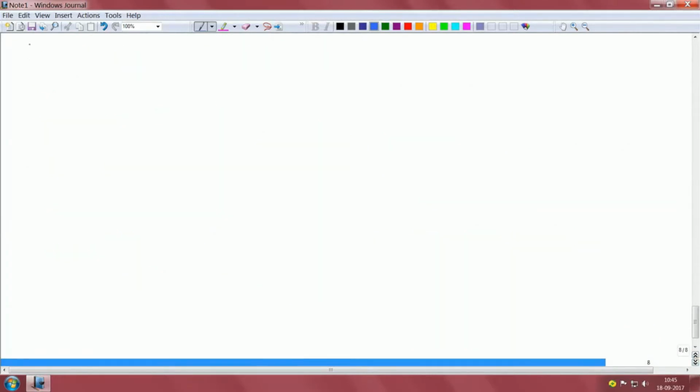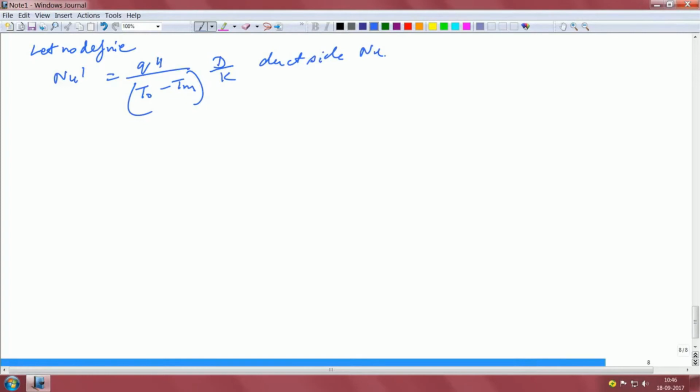Let us make it a little interesting. Let us define something called a Nusselt number prime, which is basically Q double prime over T naught minus Tm, into d by k. This is basically what we call the duct side Nusselt number, because this uses the conventional definition of T naught minus Tm. This is the definition that you are most familiar with. Recall that your Nusselt number is basically Q double prime over T infinity minus Tm, into d by k.